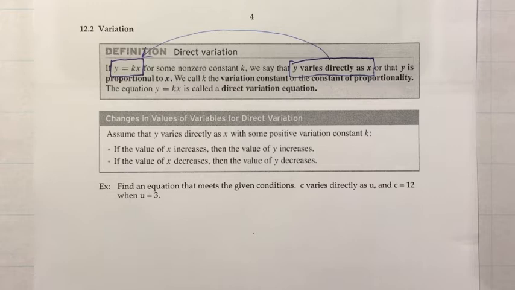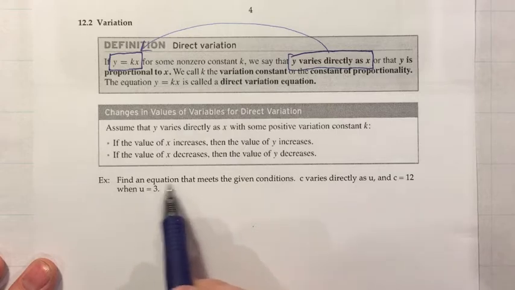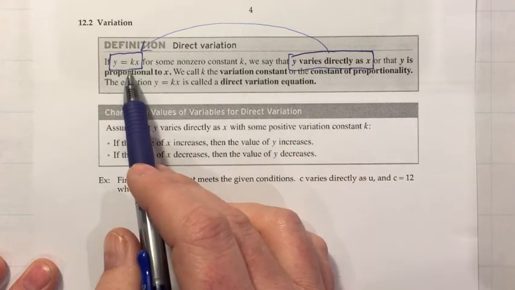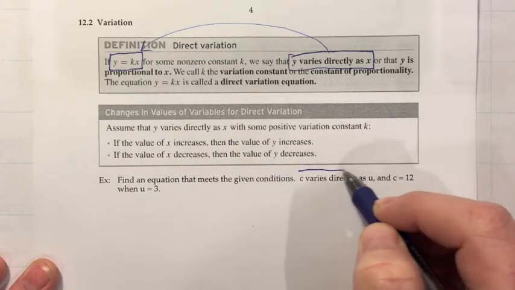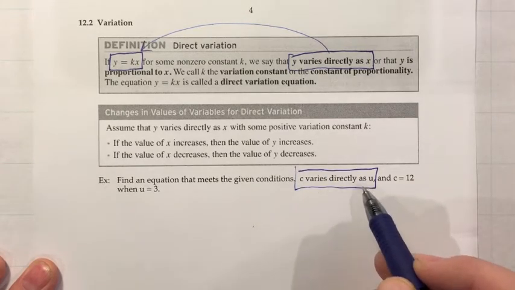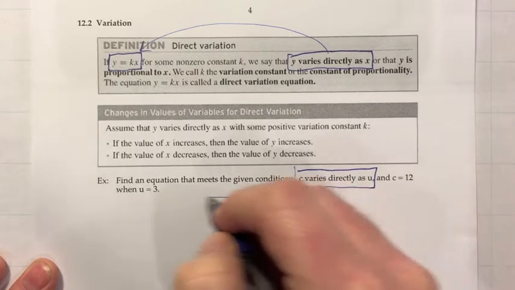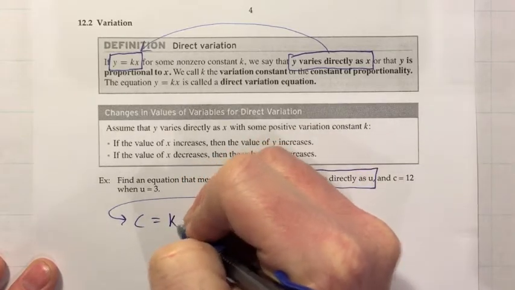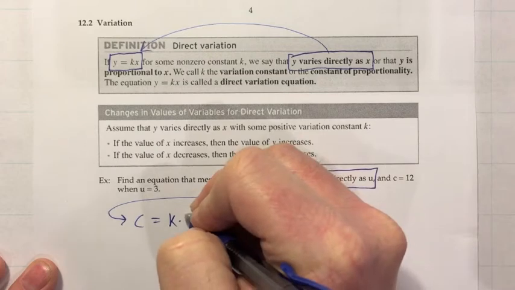All right, so let's go ahead and jump in and look at an example to see how direct variation works. Find an equation that meets the given conditions. C varies directly as u, and C equals 12 when u equals 3. All right, so the first thing in finding that equation is, here's an equation, right? So we want to take the wording like this and write it into an equation like that. So when they say C varies directly as u, that means the first variable is equal to k times the second one. So I can take that and just translate that directly into C varies directly as means equals k times, and times what? The second variable, which would be u.